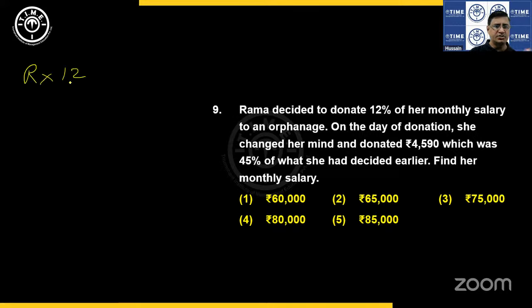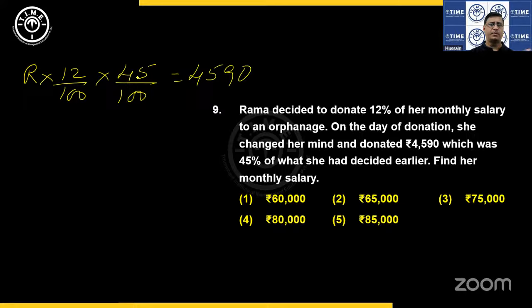So 12% she decided to donate, but at the time of donation, she donated only 45% of her earlier decision, which is equal to 4590. 45 here, it goes how many times? 102 times. 45, 102 times. Now what next here? 12. Here, 4 goes 3 times. 4, 25 times. What about 3 here? 34 times.